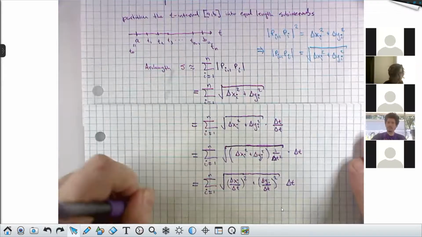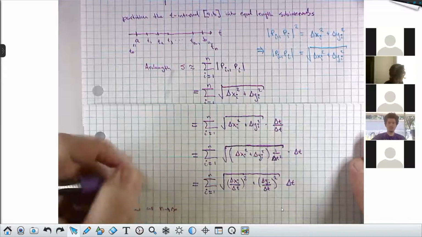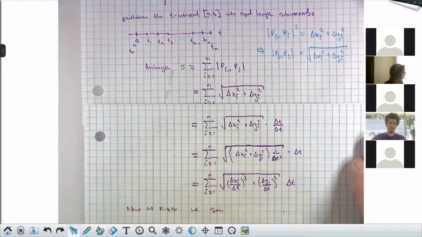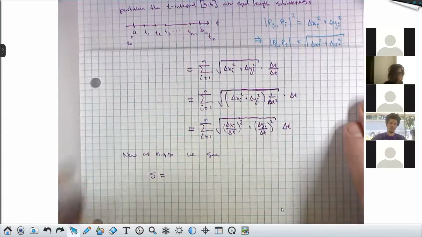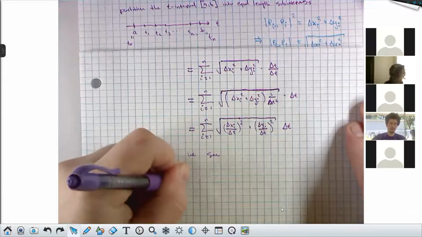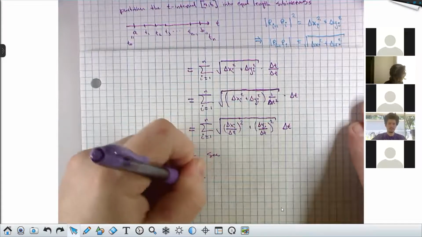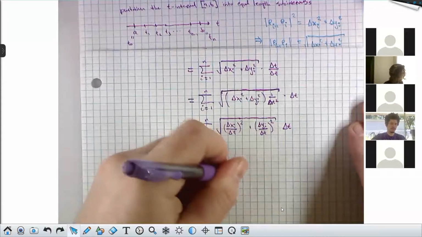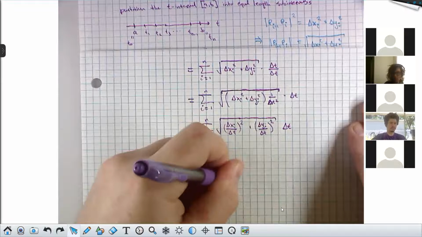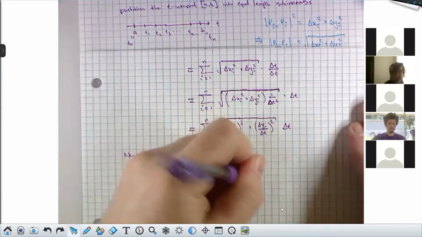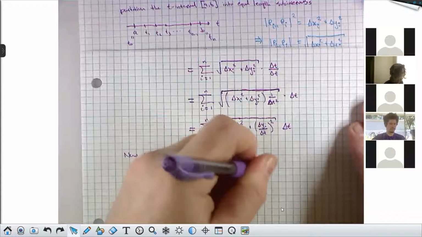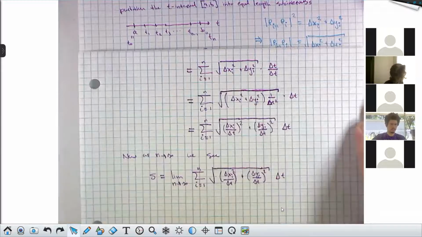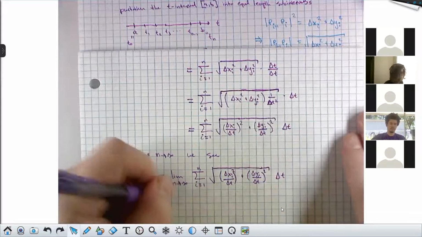Now, as n goes to infinity, we see that s is exactly equal to, no longer a shaky equal sign, but exactly equal to the limit as n goes to infinity of the sum, i from 1 to n, of the square root of delta xi over delta t all squared plus delta yi over delta t all squared, times delta t. And this is the Riemann sum for that integral.